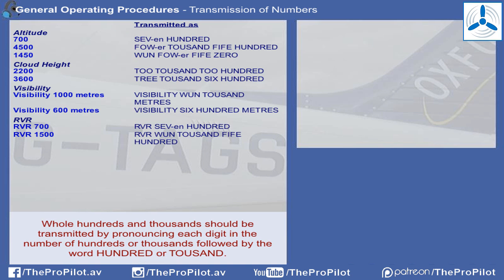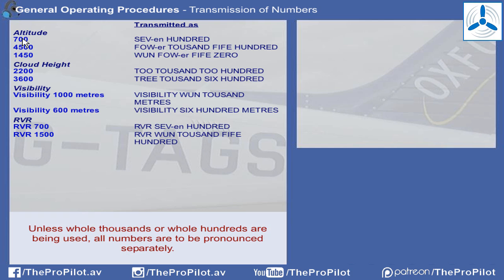The exceptions to the rules given in the previous section are numbers used in the transmission of altitude, cloud height, visibility, and runway visual range information, which contain whole hundreds and whole thousands. These numbers should be transmitted by pronouncing each digit in the number of hundreds or thousands, followed by the word hundred or thousand as appropriate. Unless whole thousands or whole hundreds are being used, all numbers are to be pronounced separately. Click on a number in the list to hear how it's pronounced. You may use the record playback facility if you wish to listen to your own attempts at pronouncing the numbers.